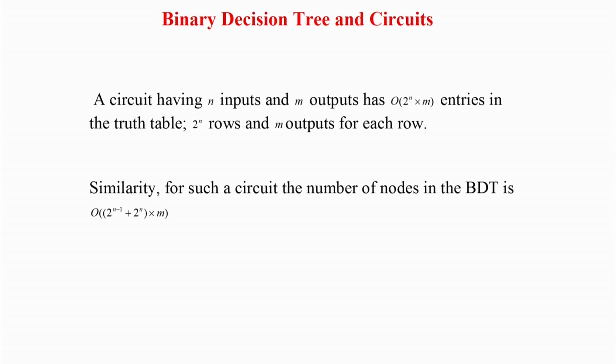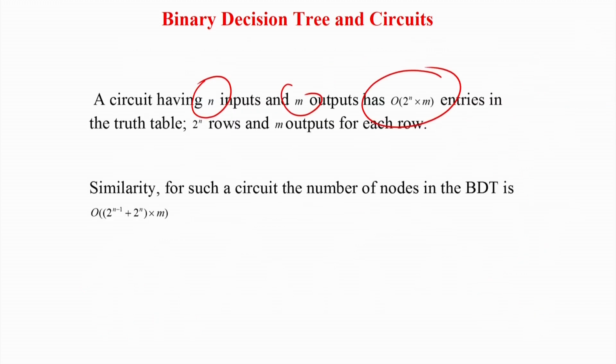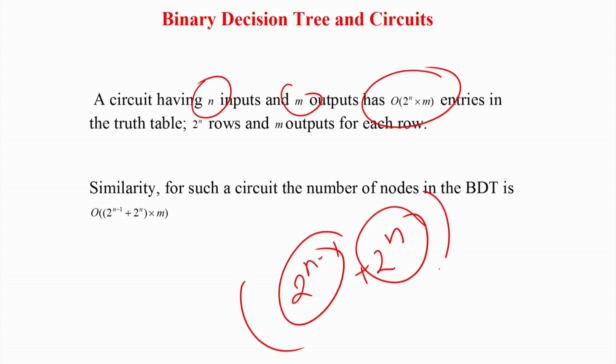The problem here is that I have told you, with n input rows and m output rows, the order is 2 to the power n into m, basically that is the truth table. And for the binary decision diagrams, one thing you have to know is that one binary decision tree will be for one output. If there is another output, then another tree has to be there, because one binary tree represents one output. So basically the order will be 2 to the power n minus 1 plus 2 to the power n, that is the leaf nodes and non-leaf nodes, into m. Why m? Because there are m explicit trees required for m outputs.